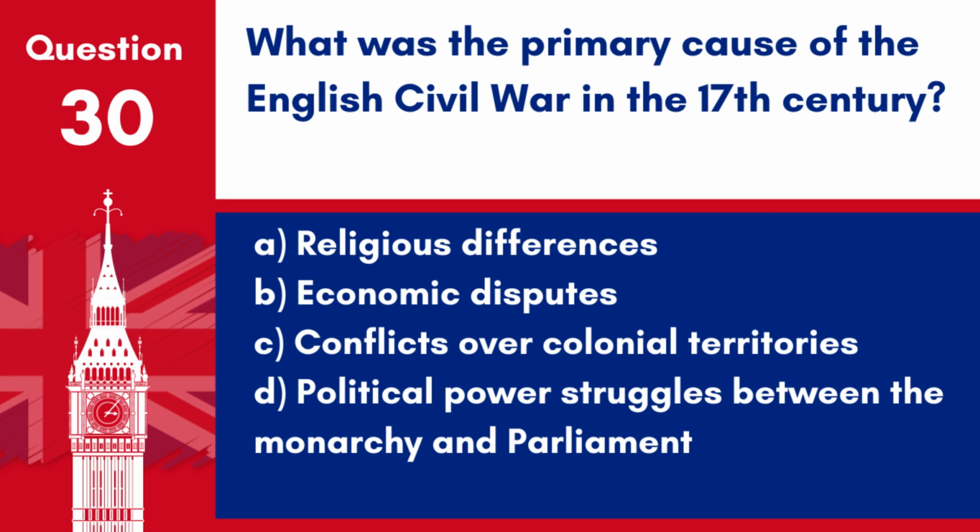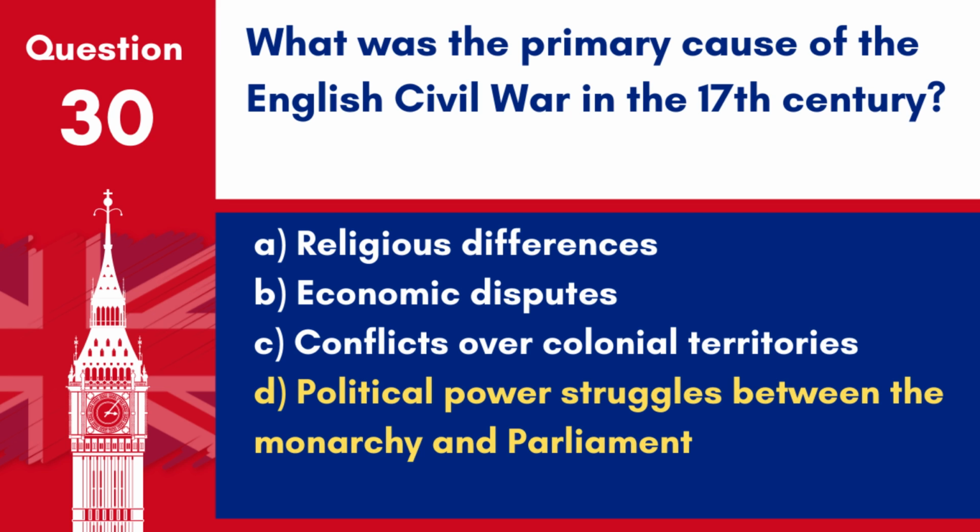Question 30. What was the primary cause of the English Civil War in the 17th century? A. Religious differences. B. Economic disputes. C. Conflicts over colonial territories. D. Political power struggles between the monarchy and Parliament.